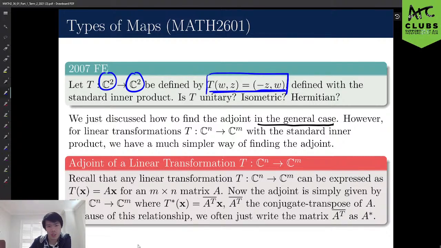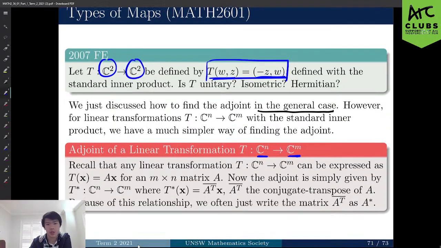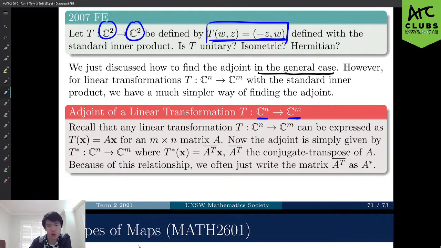Right, so in other words, this is a linear transformation between C2 and C2. It turns out that when we have this, there's a simple shortcut we can use to find the adjoint. If we have T of x equals A of x, then to find the adjoint, we take the conjugate transpose.